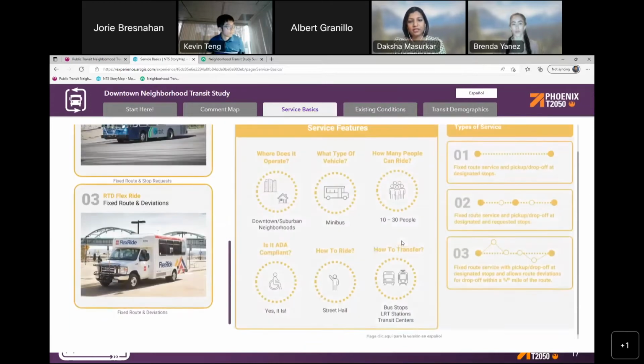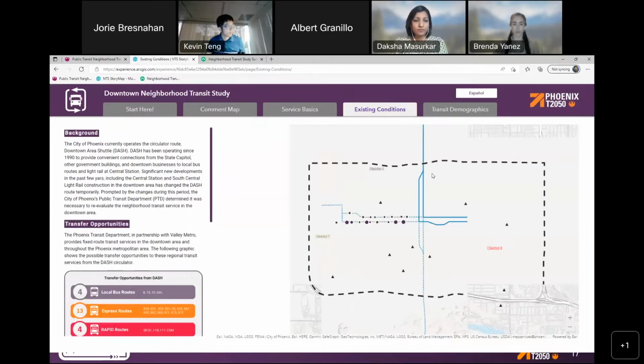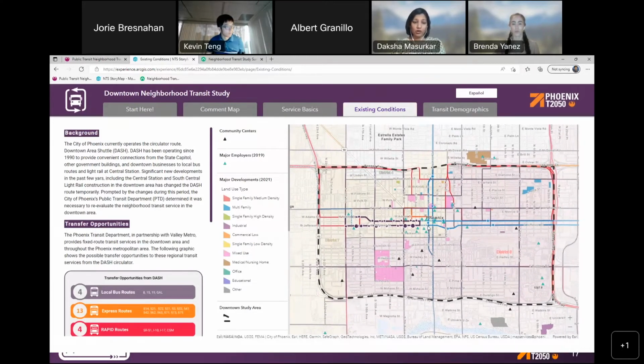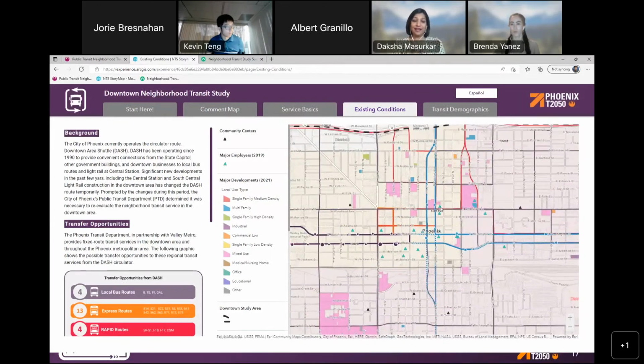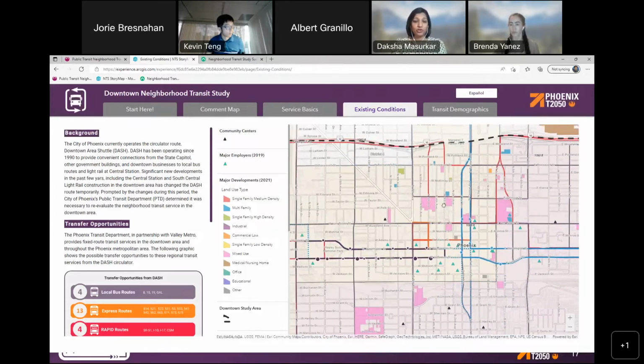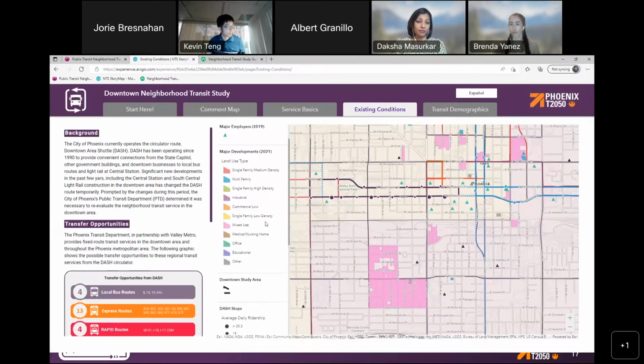We can go to existing conditions next. On the right, you can see a map. This is an interactive map. You can zoom in and zoom out, click on different points and lines, and understand what information it is giving you. What we did is we looked at who the major employers in the area are, what some of the major developments are, and land use type. We also looked at existing transit service and where there are opportunities to connect. On the left, you see all that information summarized.